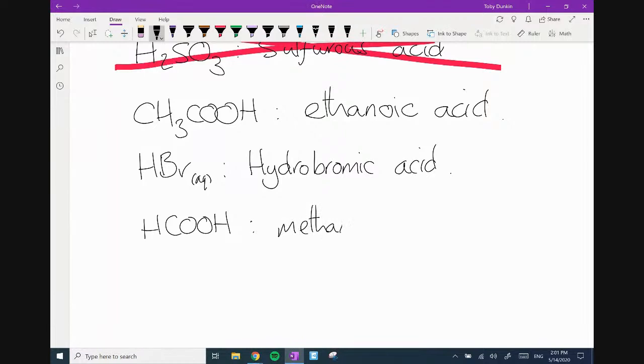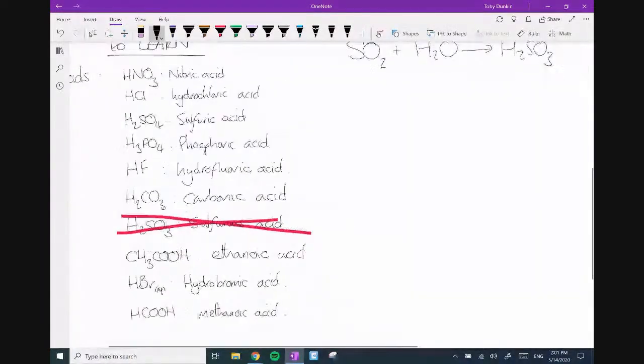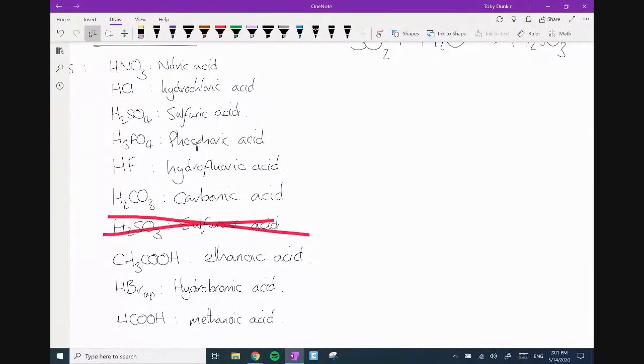Methanoic acid. Love it. Look at that. What a list. Guys, I'm super impressed. Now, you'll notice that I've been giving you the formula and you've been spitting out the names.